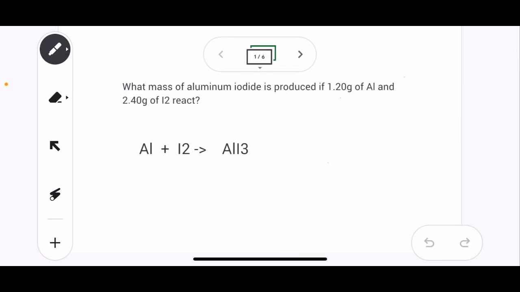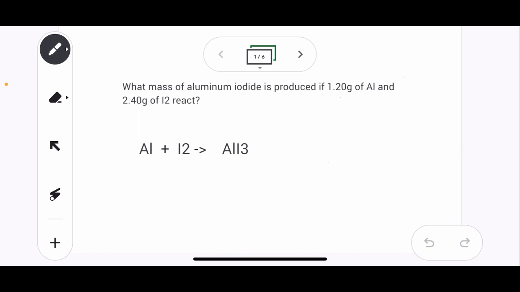So the question we are working with today is what mass of aluminum iodide is produced if 1.2 grams of aluminum and 2.4 grams of iodine react? In this situation, we do not know which reactant is limiting and which is excess. So we would have to determine first which reactant is limiting, and that will therefore determine how much product will be produced. So in this case, we want to see how much aluminum iodide can be produced by each reactant.